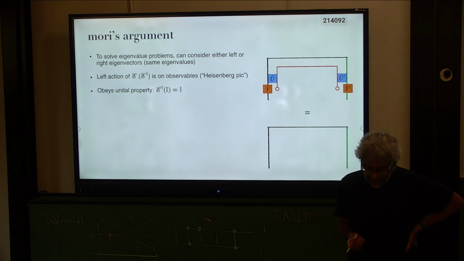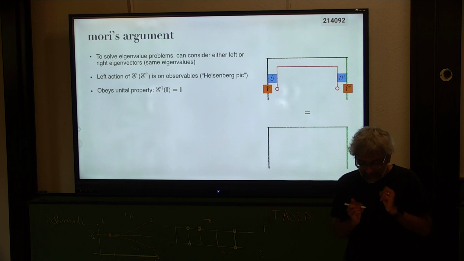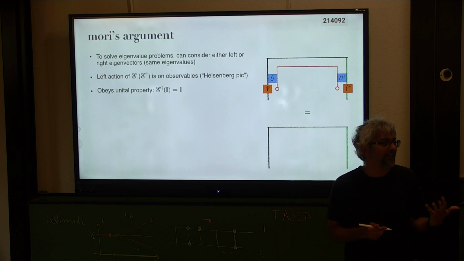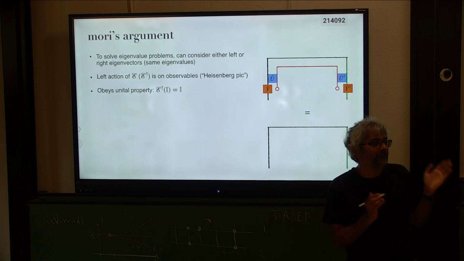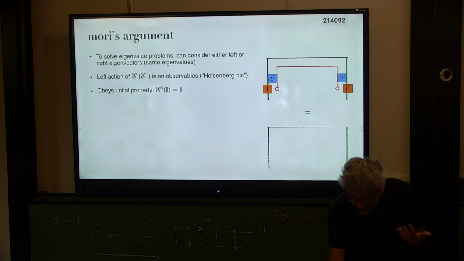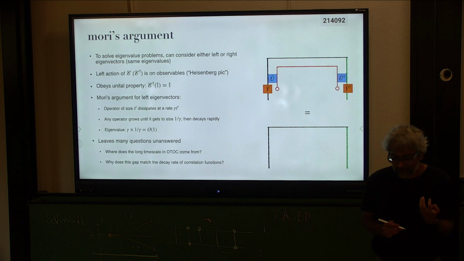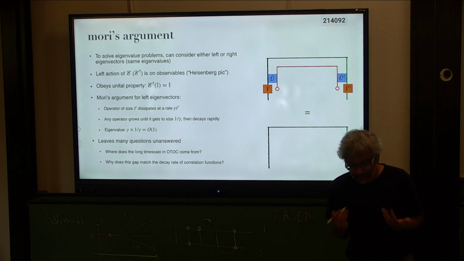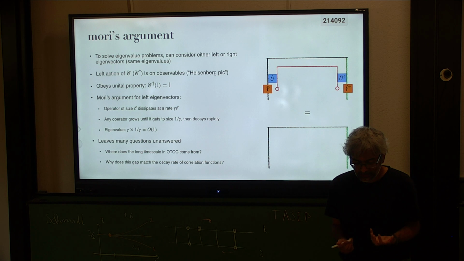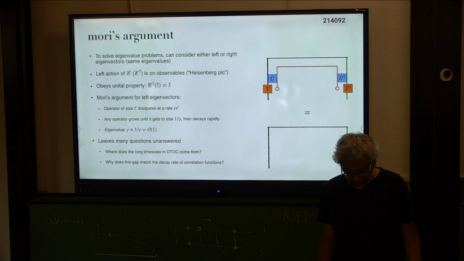Because the left action has this thing called the unital property, which is that it's like the physical Heisenberg picture. If you take the identity operator and you evolve it, the Heisenberg picture remains the identity operator. This is true for a dissipative system acting from the left, but it's not necessarily true acting from the right. But if you act from the left, then you can think about the left eigenvectors in terms of operator growth in open systems.